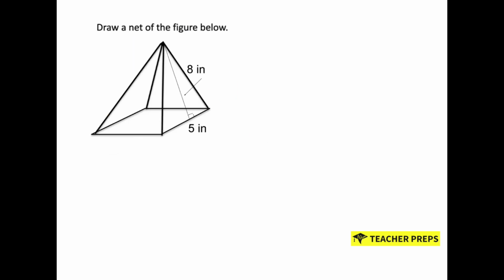Let's go through another figure. This one is a square pyramid. A square pyramid has a square for a base and triangular faces that come up to a point. Let's first start by drawing our base. Our base is a square. The sides of my square are all 5, because in a square, all sides are equal.